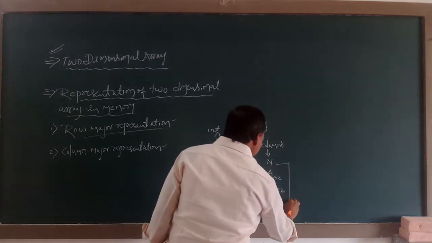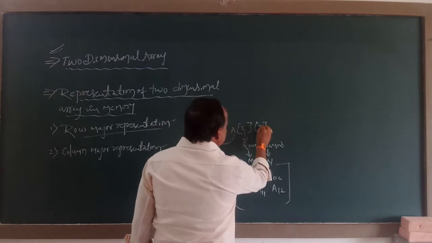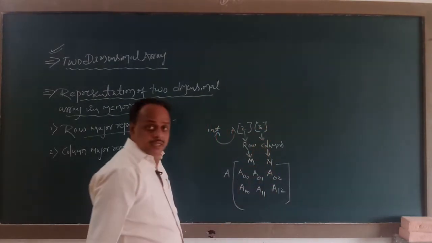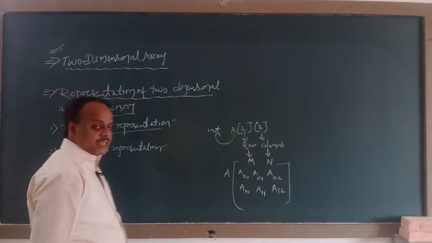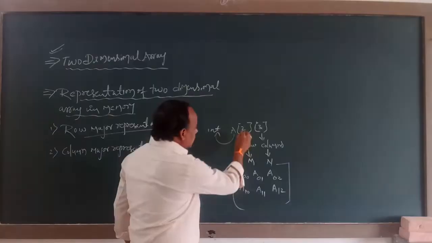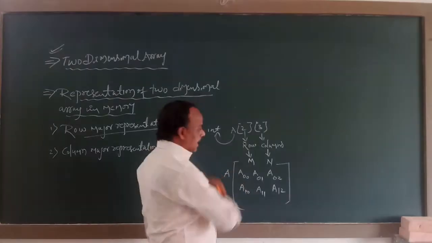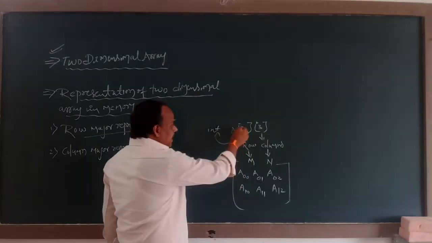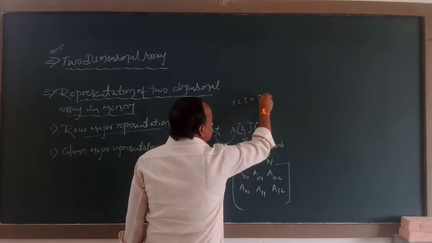So this is a two-dimensional array of order 2 into 3, that is 6 elements: 1, 2, 3, 4, 5, 6. Suppose row major representation, what does it mean? According to this order of matrix, 6 elements are going to be stored in array A. Row major representation means we are entering 6 elements, right? For example, 1, 2, 3, 4, 5, 6.